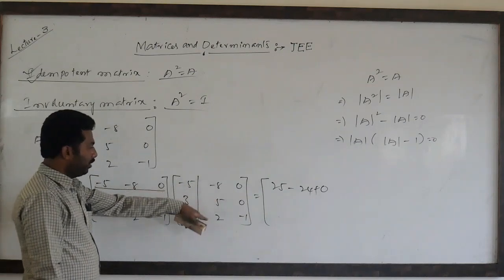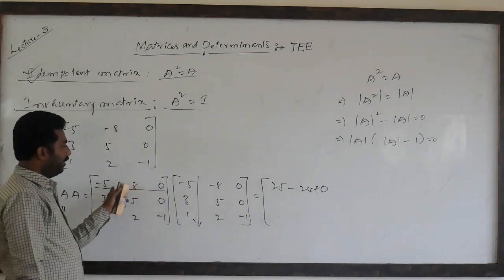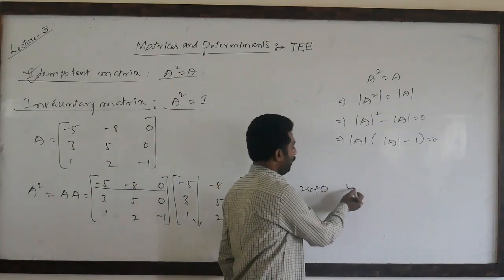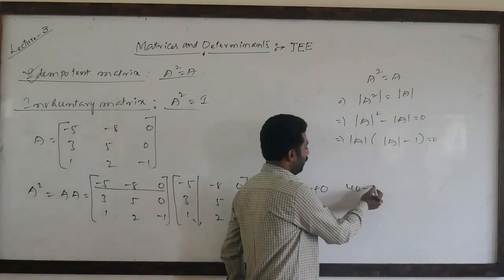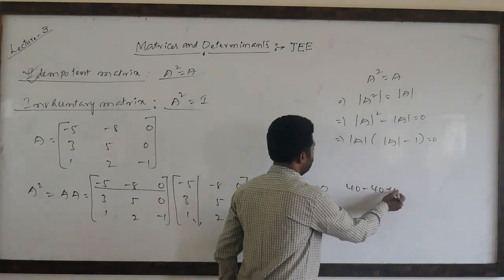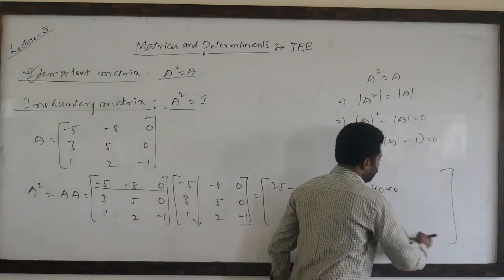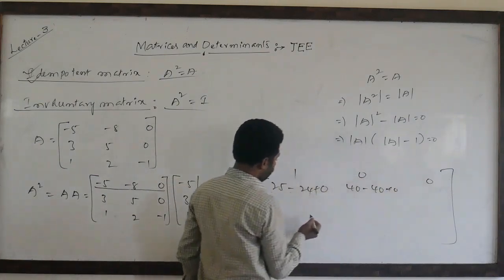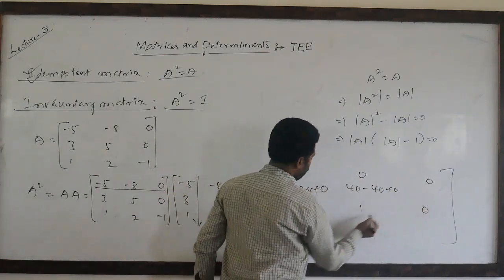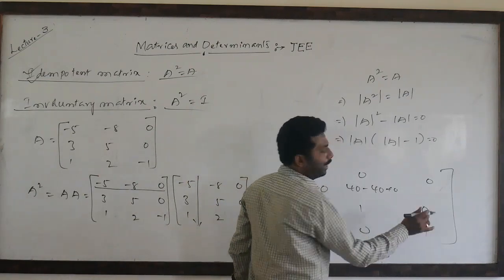Minus 5, second row you observe. Minus 5 into minus 8, 40. Minus 8 into 5, minus 40. Plus 0. So like that you simplify, what will we get? This is 1, 0, 0, 0, 1, 0, 0, 0, 1.